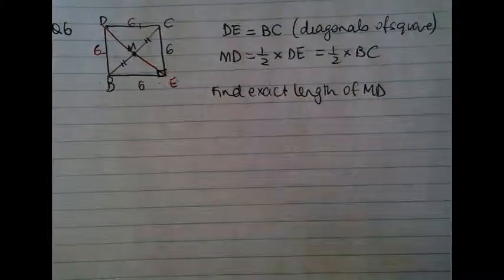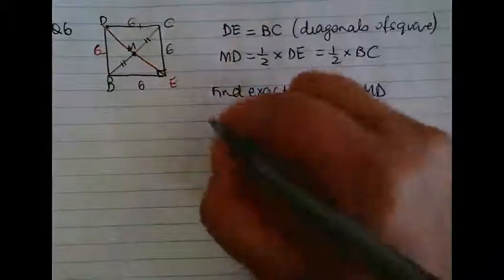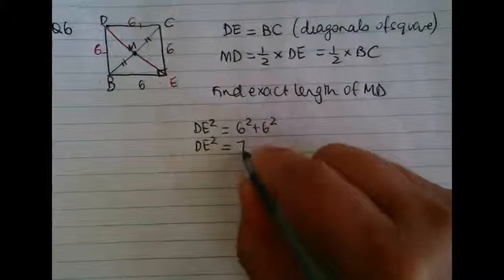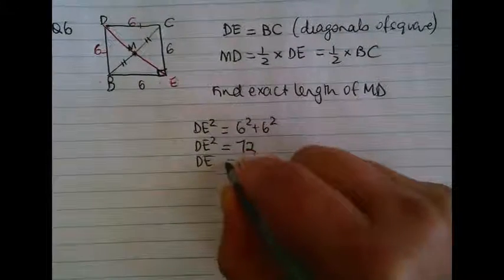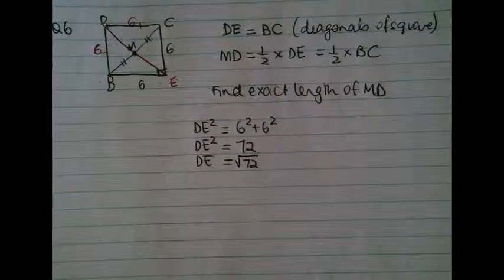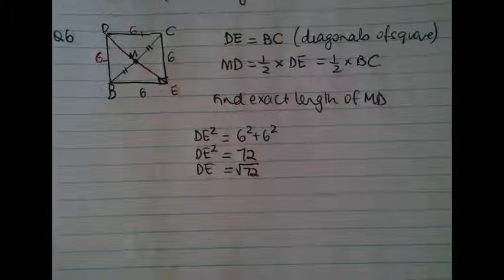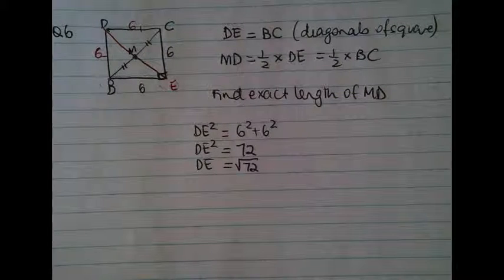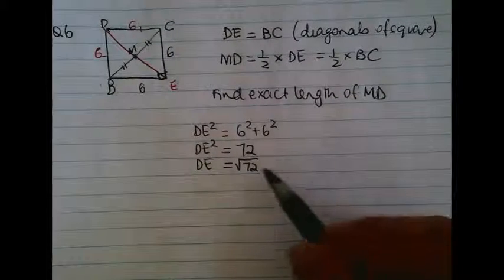So I could just go 6, 6, can't I? Okay, so I can actually work out that DE squared is 6 squared plus 6 squared. DE squared is 72. DE is the square root of 72. Can you simplify that? What are your square numbers? 1, 4, 9, 16, 25. What's the next one? 2 squared, 3 squared, 4 squared, 5 squared. 6 squared is 36. Is that the one I want to choose?